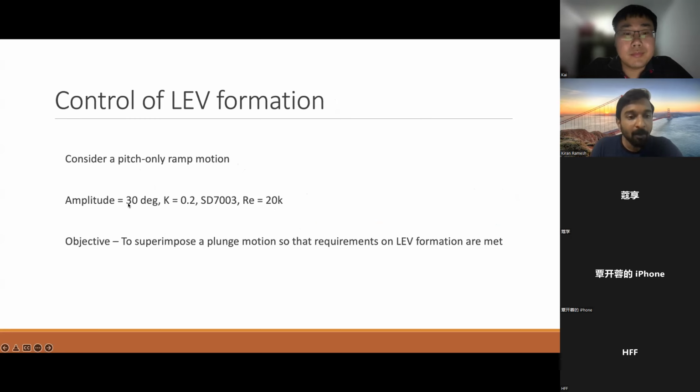So here, what we are going to try and do is to superimpose a plunge motion on this pitch motion so that certain requirements on leading edge vortex formation are met.